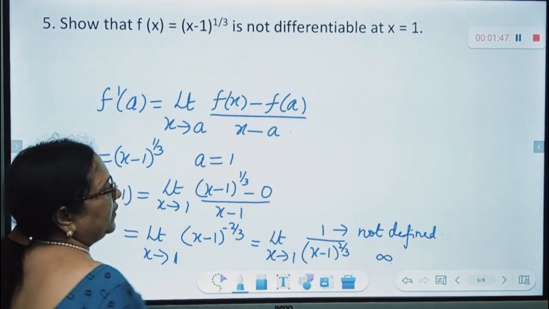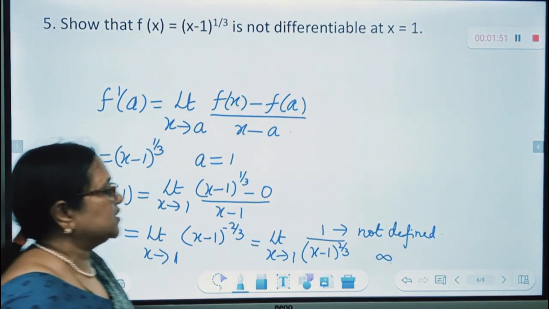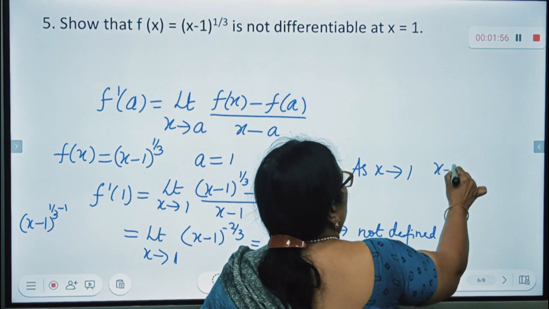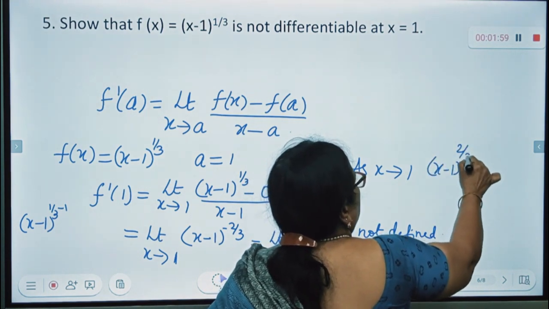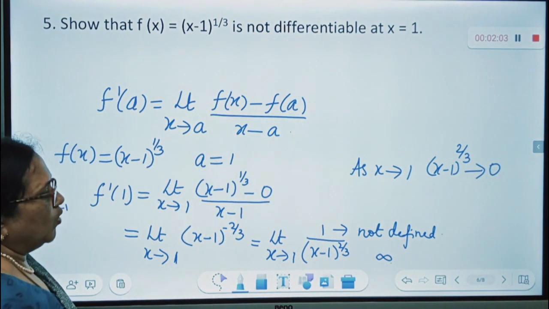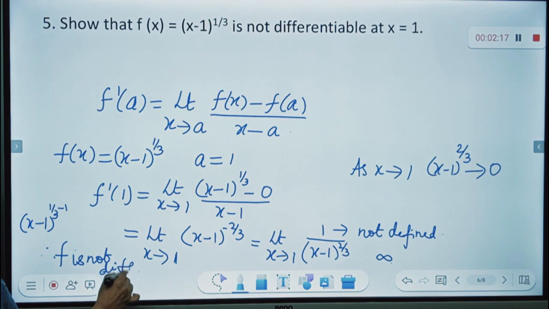Why? Because 1 by 0. As x tends to 1, x minus 1 to the power 2 by 3 tends to 0. So 1 by 0 is almost infinity. It is not a defined quantity. Therefore, f is not differentiable. Is it clear?